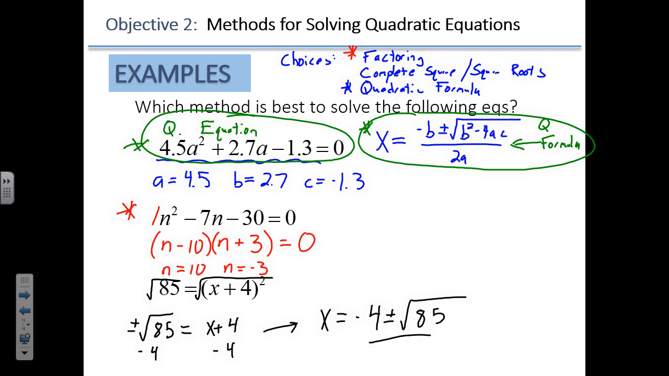This is a case where we would probably use the square root or completing the square to solve. It was very, very quick and easy to solve.